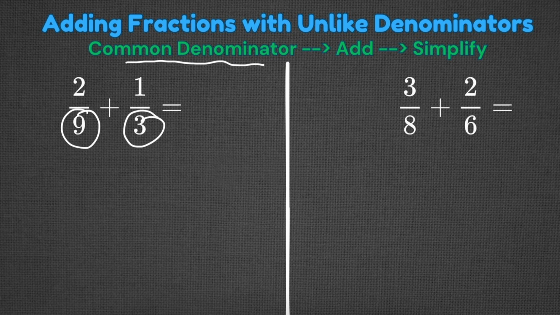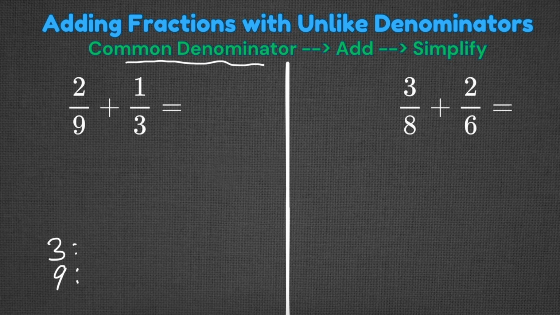Those are like a pizza that's cut into 3 slices and then a pizza that's cut into 9 slices. And you can't add those together and say how many slices of pizza you had because some slices are bigger than others. So what we're going to do is find a common denominator between the 9 and the 3. One of the easiest ways to do this is to write out both numbers and write out the multiples.